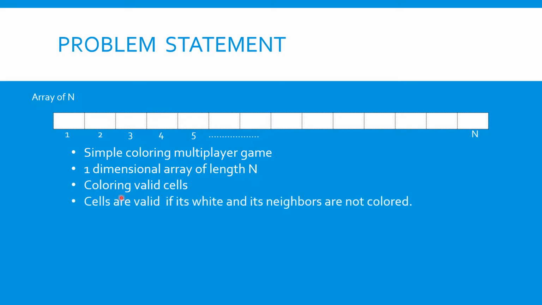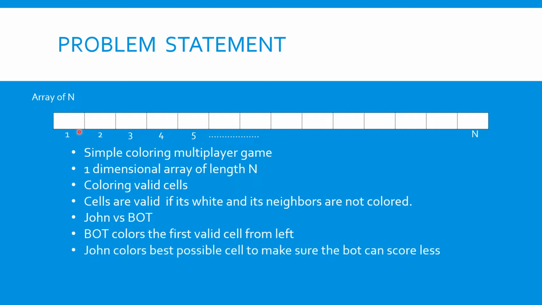To master this game, John actually plays it with a bot, and the bot is not very well designed. What it does is always color the first valid cell from the left. Whereas John plays very perfectly, carefully, and optimally, so he also makes sure that the bot scores very few points. Also, the game is started by the bot and it's played alternately.